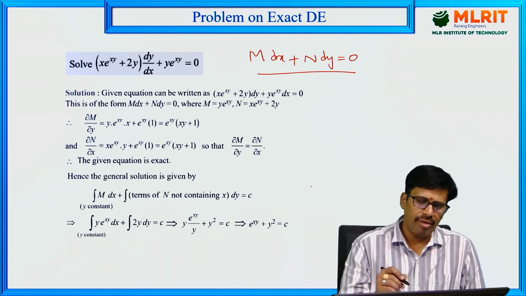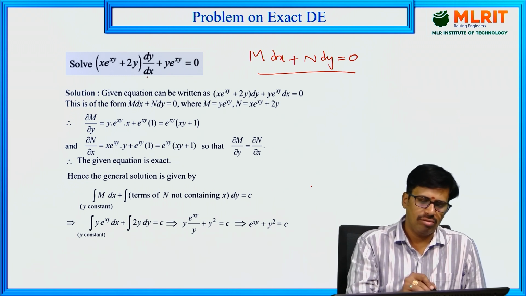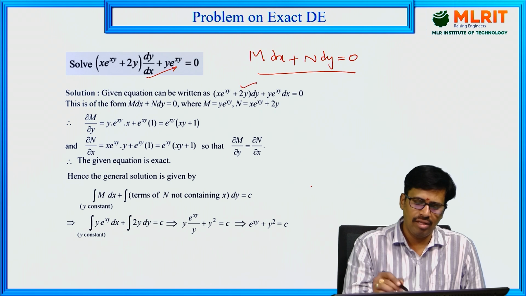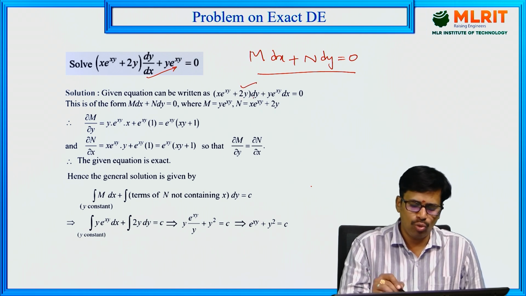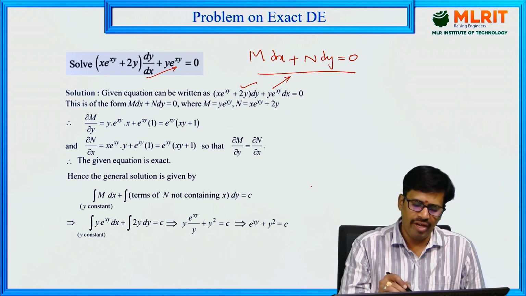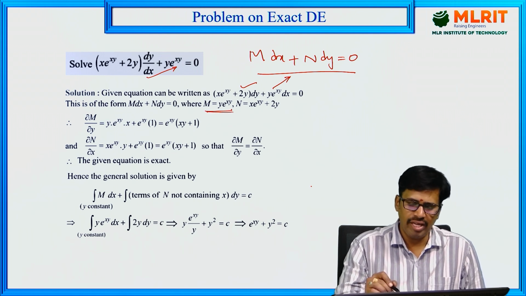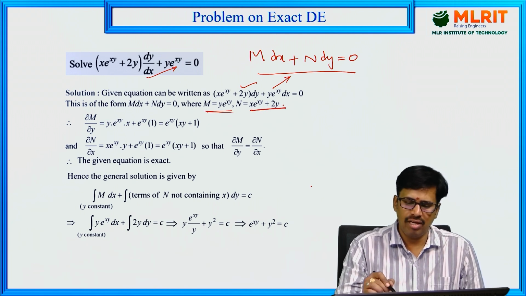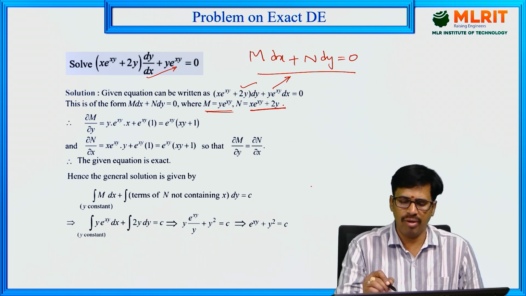So this can be written as, if you take out this 2 dx this side, x into e power xy plus 2y into dy plus y e power xy dx equal to 0. Now this is in the form of m into dx plus n into dy equal to 0, where m is y e power xy, n is equal to x into e power xy plus 2y.